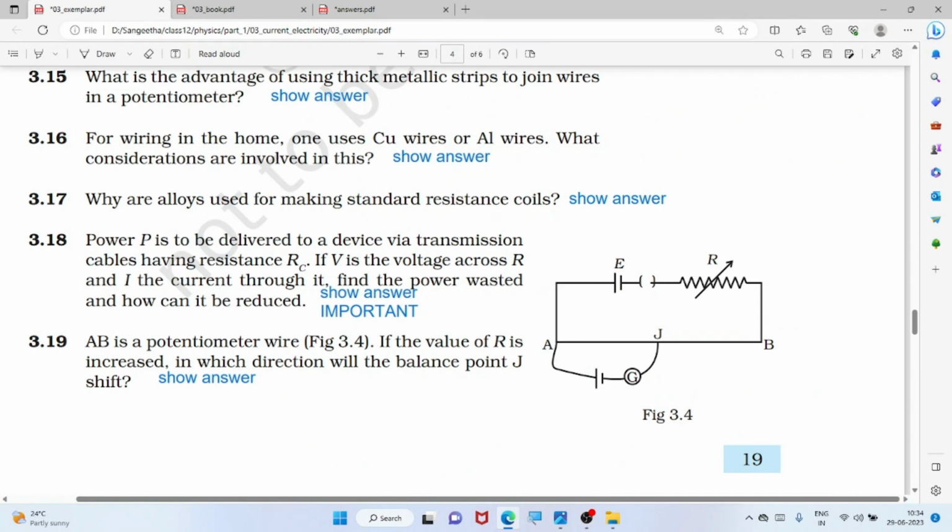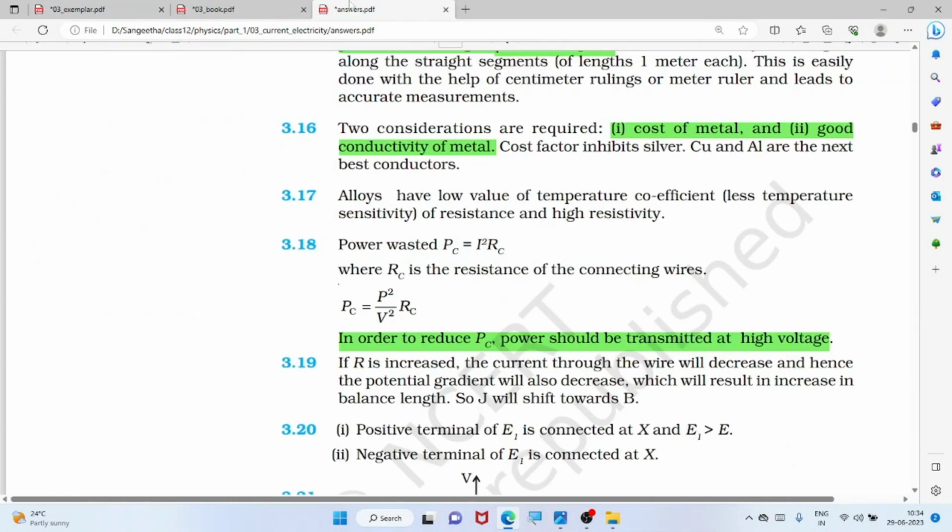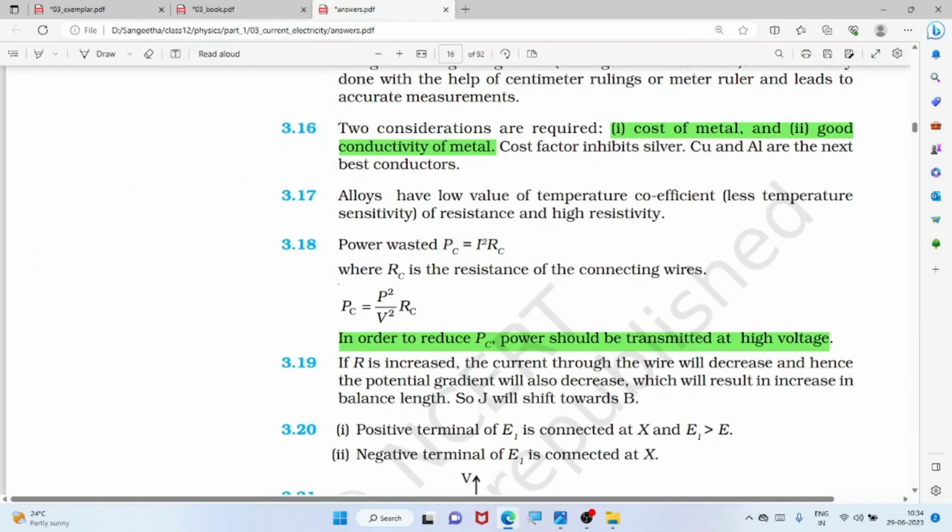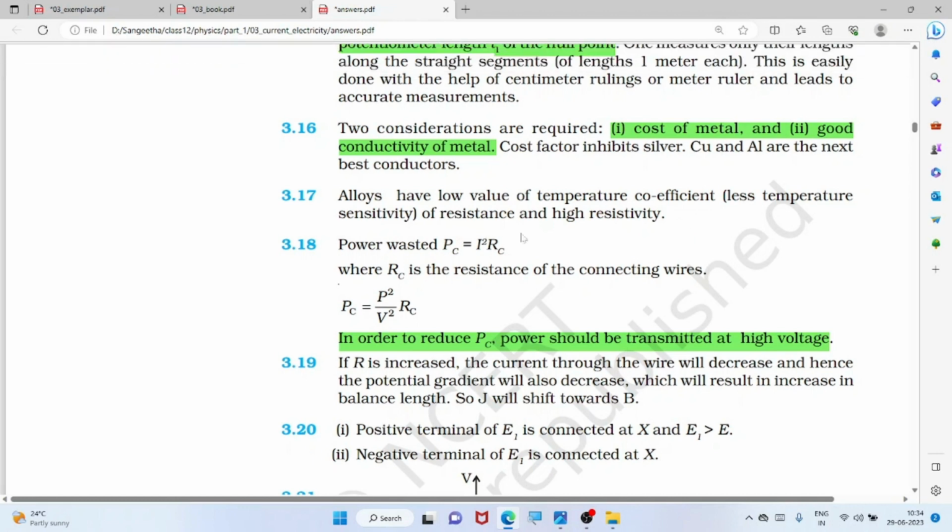Why are alloys used in making the standard resistance coils? Alloys have a low value of temperature coefficient. Okay, less temperature sensitivity of resistance and high resistivity.